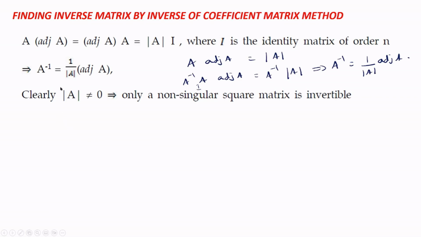So only when the determinant of A is not equal to 0, we can find the inverse of A. Only a non-singular square matrix is invertible. If determinant of A equals 0, then we call such a square matrix a singular matrix. Only when a square matrix is non-singular can we find the inverse of the matrix, or we say it is invertible.